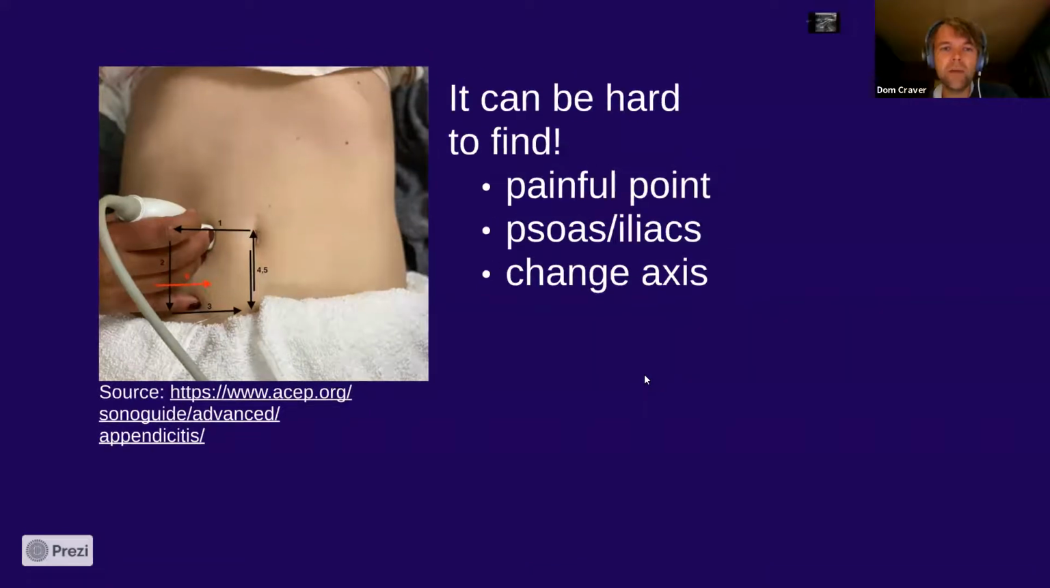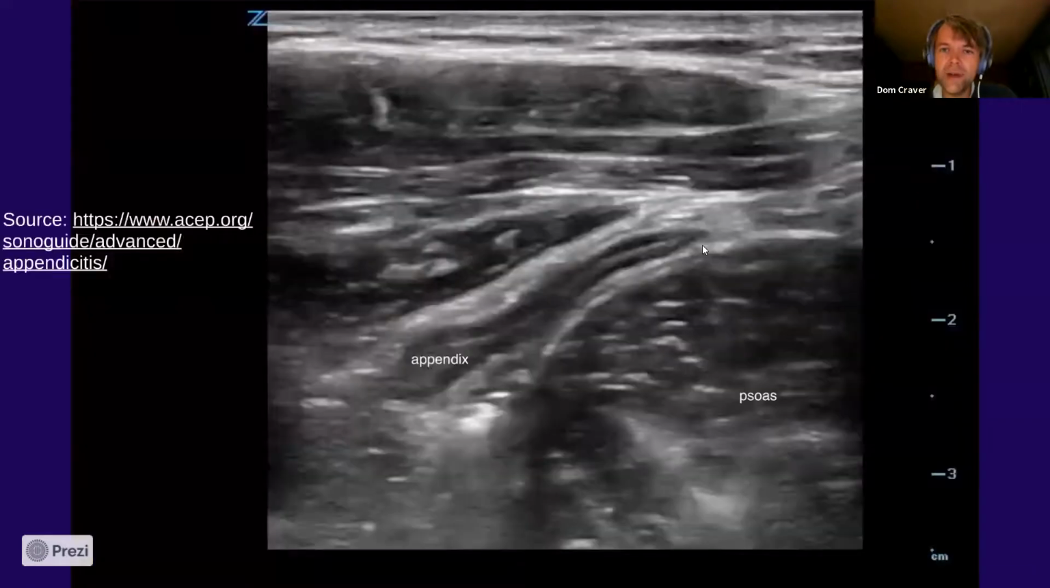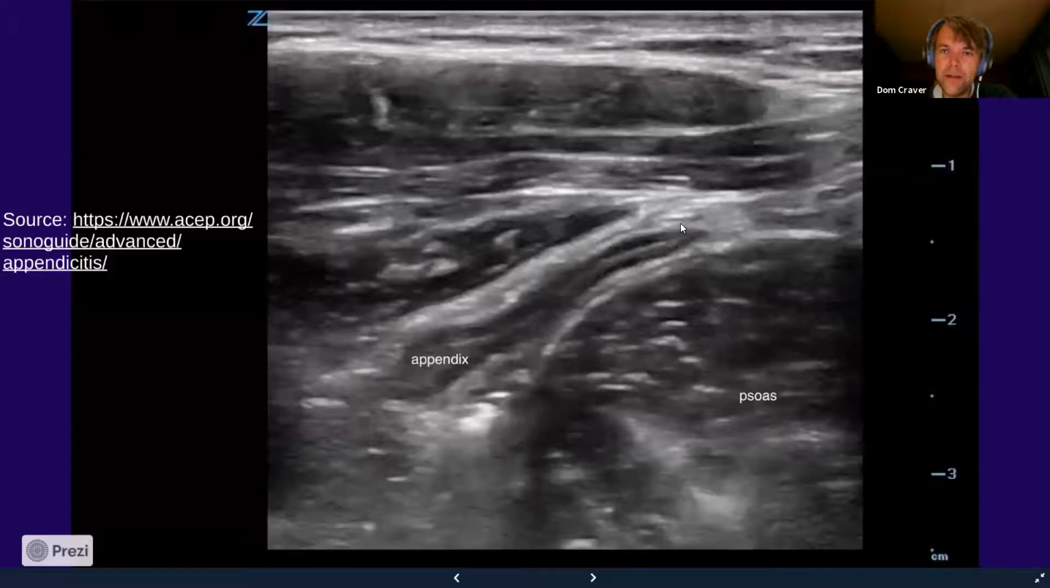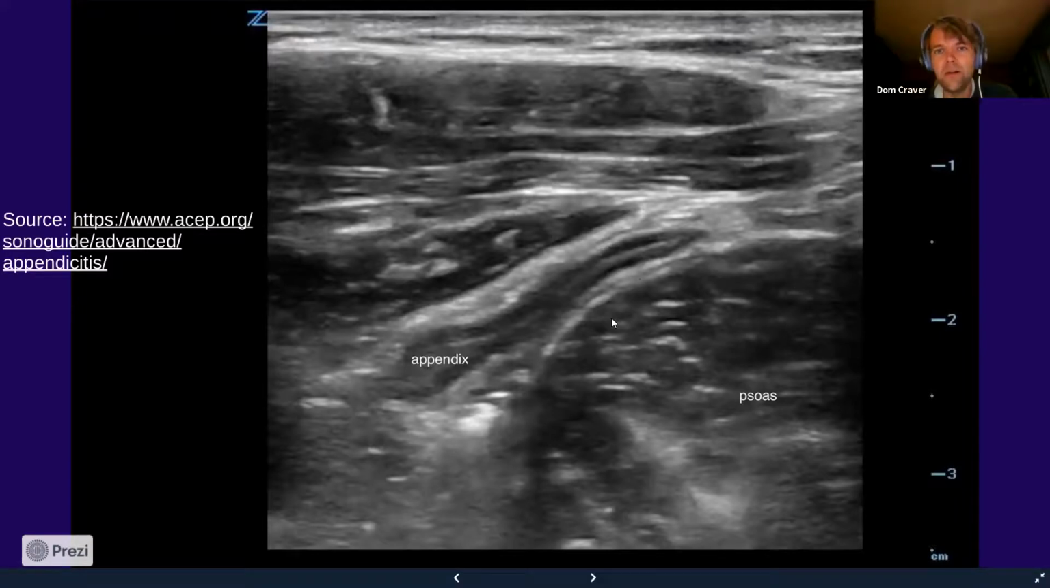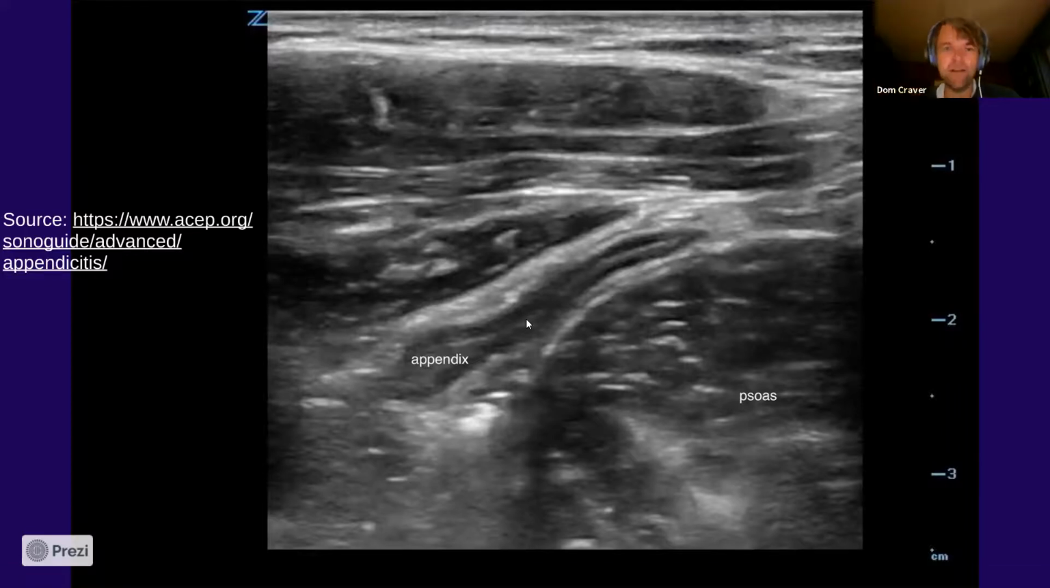So again, I saw this image from ACEP. So this is what you want to see. You want to see this blind ending structure with this nice hyperechoic line going through the middle. Okay. And here's the psoas just lying on top. But as we know, appendix can be sitting everywhere, flopping back, forwards, left, right. So it's not always as easy as it looks.